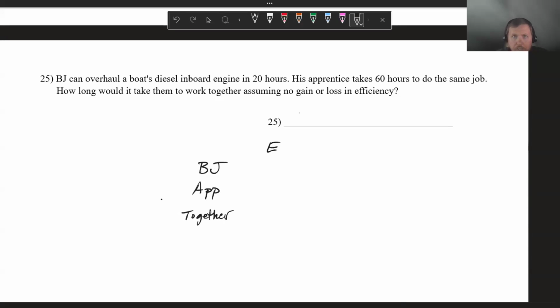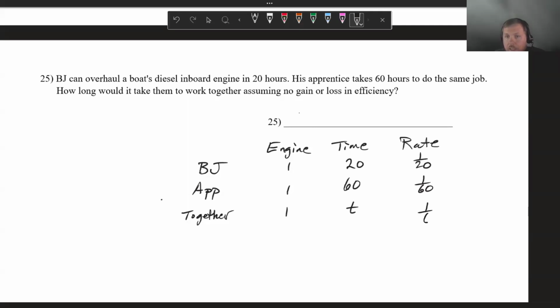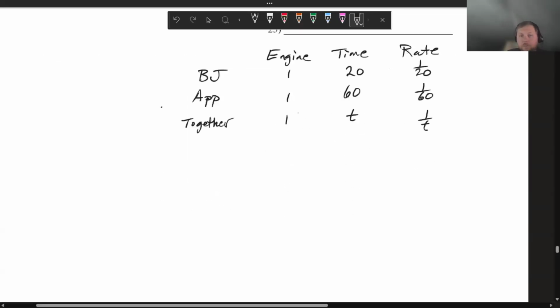So we can think engine. Each one of these individuals or the team is going to overhaul an engine. And then they told us the time it takes. BJ can do it in 20 hours. The apprentice can do it in 60. Together it takes, I don't know, let's call it T. And then the rate for each one of these. BJ is one engine per 20 hours. The apprentice is one engine per 60 hours. And then together they do one engine in T hours.